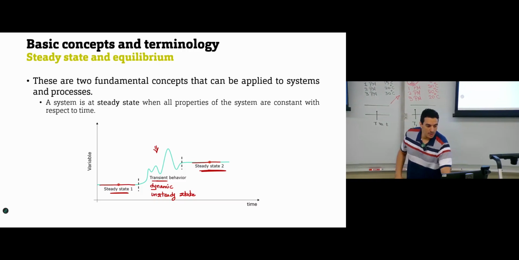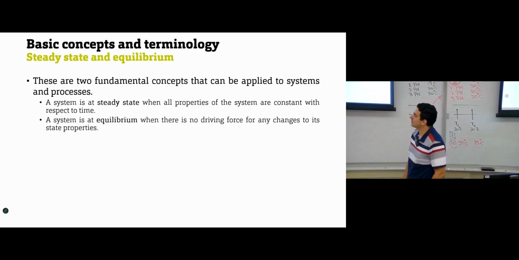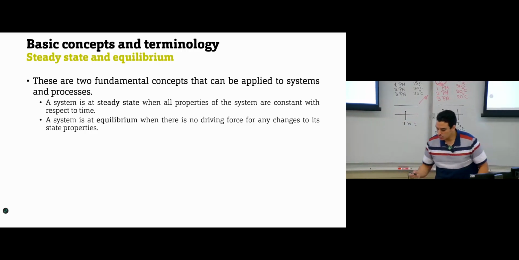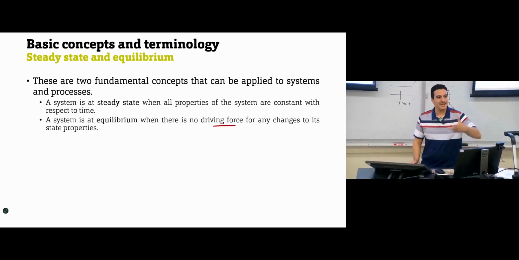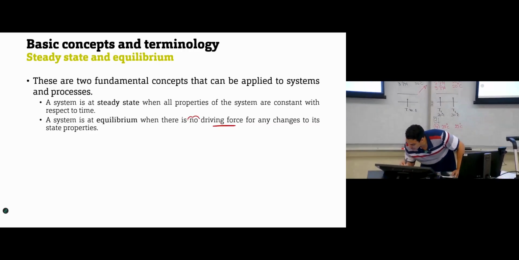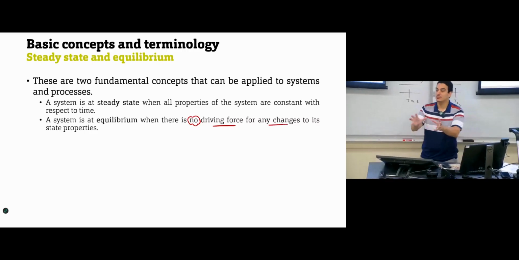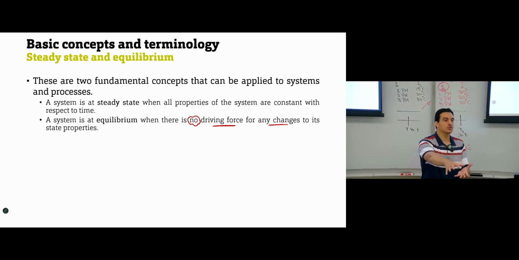Okay. The last thing in the basic concepts we need to discuss is the equilibrium. Equilibrium is related to the driving force. So the system is at equilibrium if there is no driving force to cause any change in the properties of the system. Okay, so there is nothing pushing the system to change its property. And equilibrium and steady state may be confusing. Okay, so properties are constant in both of them.